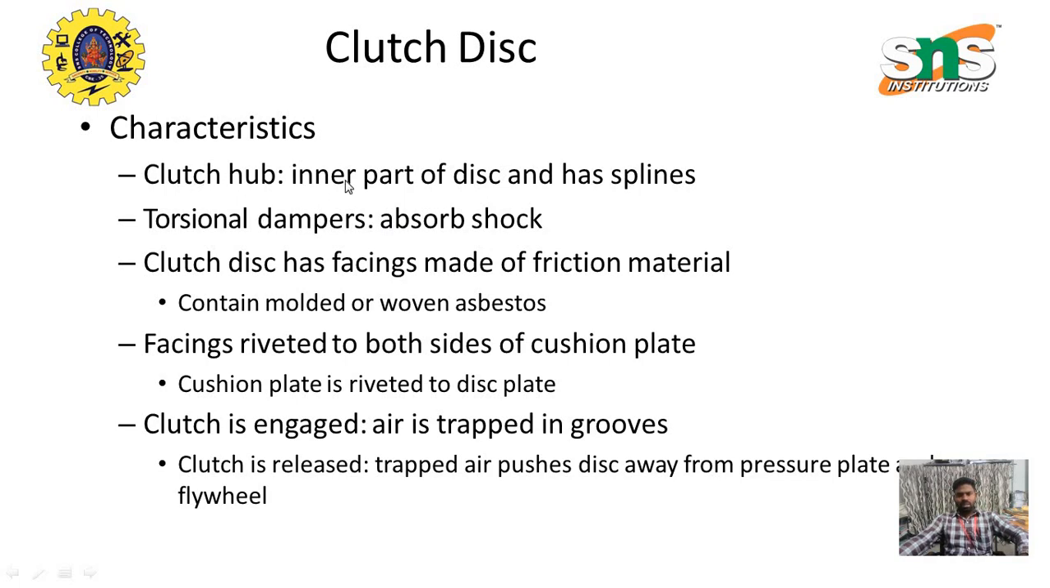And then there are different characteristics that the clutch disc may include. The clutch hub is the inner part of the disc, and it has splines and torsional dampers. These are used for absorbing shock, while the sudden impact is applied. And then the clutch disc has facings made of frictional material. The entire clutch component is the friction one, and it is also the rotating component. With that friction, it starts to rotate, and the facings are riveted to both sides of the plate.